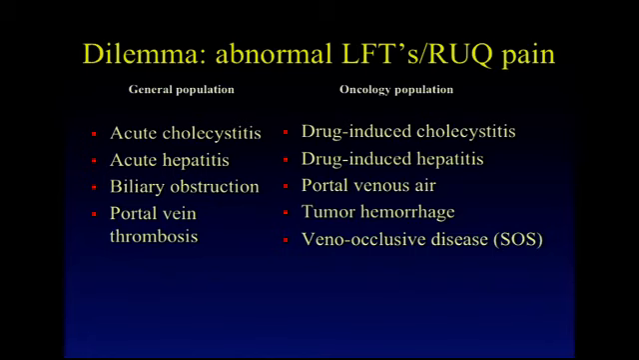So if we now consider the big dilemma, abnormal LFTs and right upper quadrant pain, and we look at the so-called general population on the left-hand side, these are the diagnoses that we're all pretty familiar with. But if we turn instead to the oncology population, which is what we'll be discussing, these are the kinds of diagnoses we need to consider: drug-induced cholecystitis, drug-induced hepatitis, portal venous air, tumor hemorrhage, and veno-occlusive disease or sinusoidal obstructive syndrome. So these are the things we're now going to look at more closely.